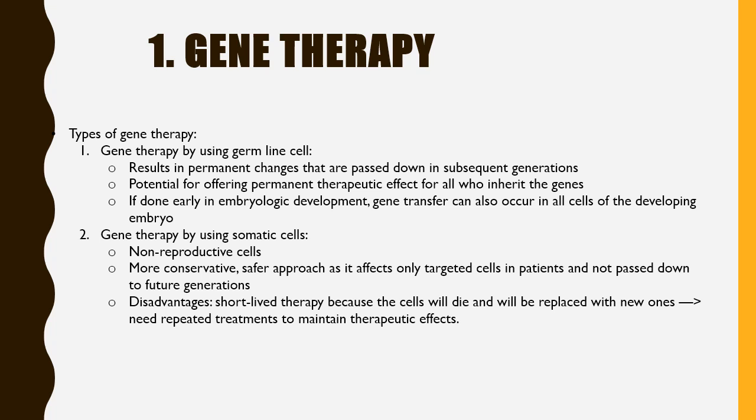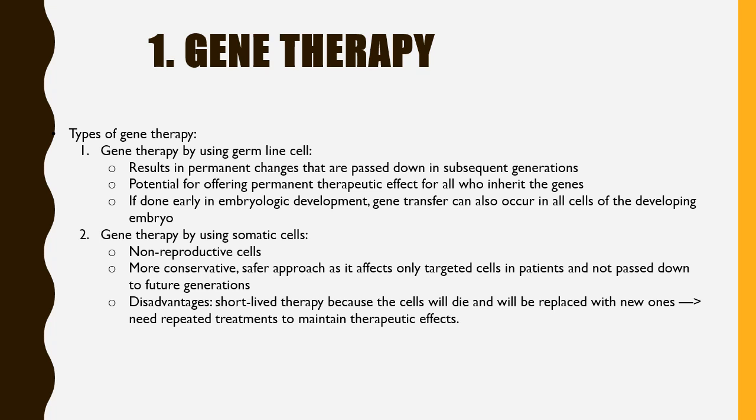First, we have to know the types of gene therapy. There are two types of gene therapy, which are classified according to the targeted cells of the therapy. The first type is gene therapy by using germline cells. Basically, in this type, gene therapy is done on germline cells, which are the sperm and ovum, whose function is to deliver or pass the genetic materials from parents to the offspring.